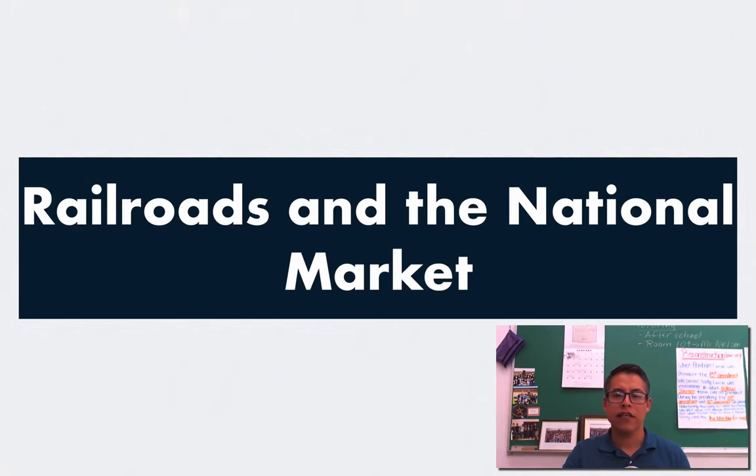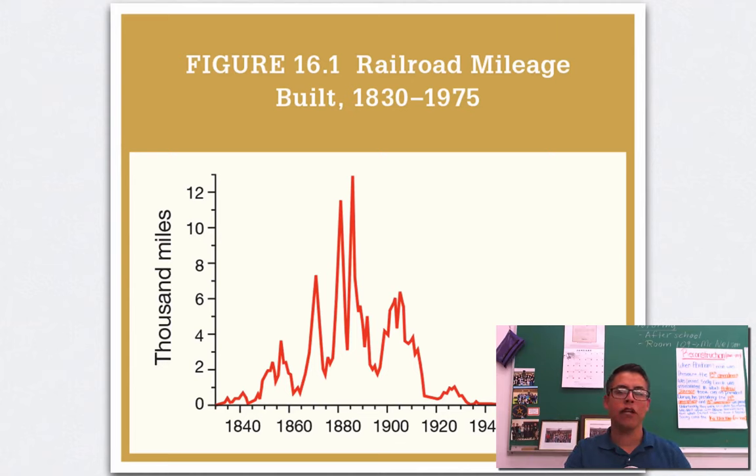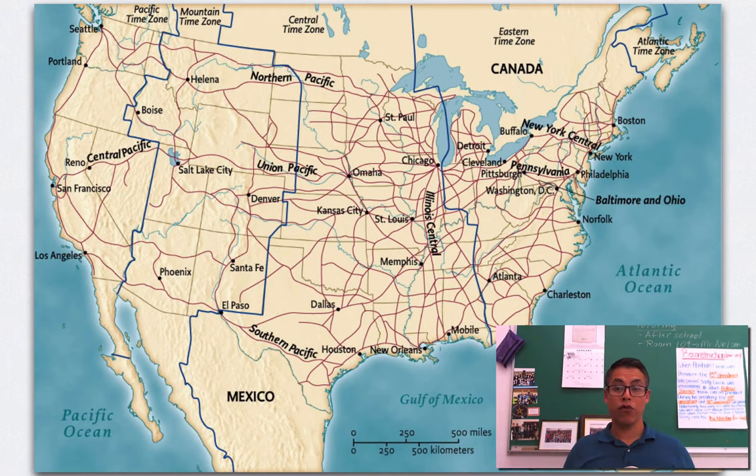And then we started discussing the rise of railroads and the rise of the national market. So we looked at this image already and we sort of figured out that by 1885, most of the rails were already laid across the country. And this is thousands of miles between 1830 and 1975. We also established that railroad corporations were so powerful that they somehow lobbied the American government so that they could create these time zones in order to make things more efficient for themselves, in order to make transportation of goods from one side of the country to another really, really quick.